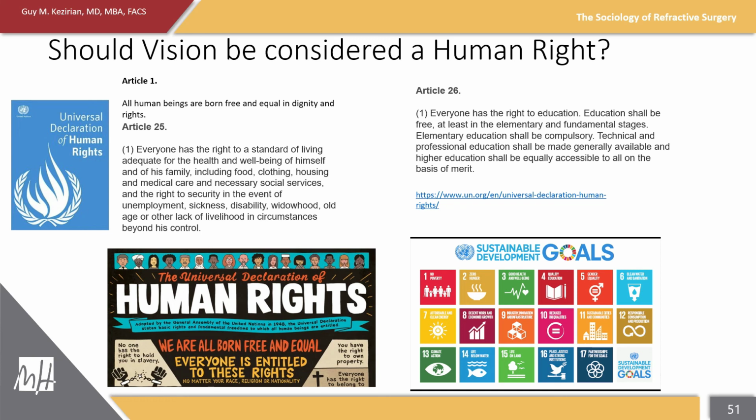Article 26, everyone has a right to education. Well, if I can't see, I can't go to school. I can't see at school. And this happens throughout the world and developing world, in sub-Saharan Africa in particular, where children who can't see well simply drop out of school. I believe the answer is yes. Vision should be considered a human right. It's fundamental to our existence, particularly now that we have a way to provide it.